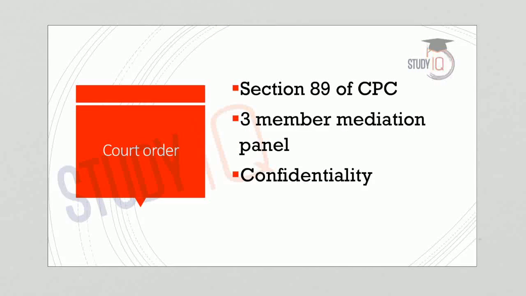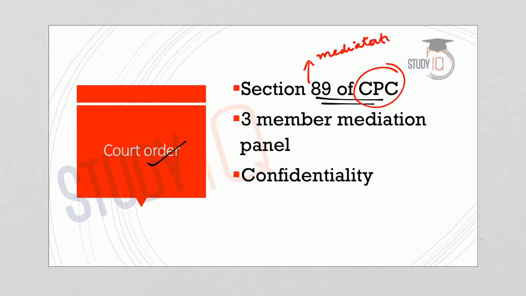Now coming to the recent order of the Supreme Court, we have seen in the beginning itself that the Supreme Court has ordered a court supervised mediation in order to resolve the Ram Janmabhoomi-Babri Masjid land dispute. The court has sought the views of the parties involved on invoking section 89 of the CPC. Section 89 of the CPC, that is the Code of Civil Procedure, deals with mediation, and now the Supreme Court has sought the views of parties for invoking section 89 of the CPC.